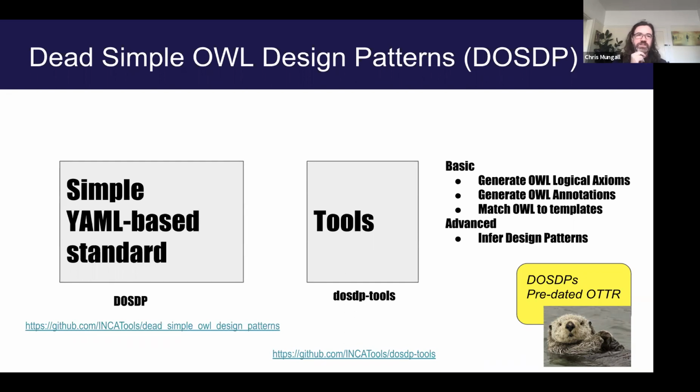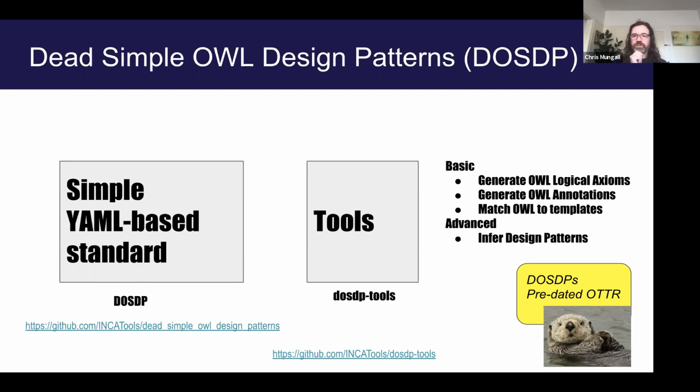So the system is called DOSDPs, Dead Simple OWL Design Patterns. The naming is a kind of homage to OWL, where you invert two of the letters from Web Ontology Language. One of the main developers here was called David Osumi-Sutherland, so the name is a homage to him and a homage to OWL. Really, what it is is a simple set of standards where we use a YAML encoding. And then based around that, we build a set of tools, the primary one of which is called DOSDP tools. These tools allow us to mass generate OWL axioms based on templates, both logical axioms and annotations.